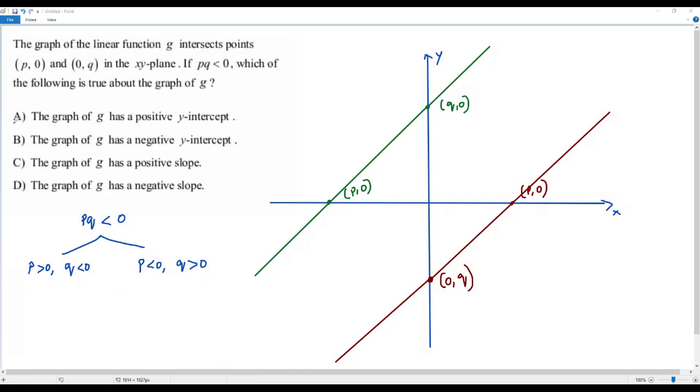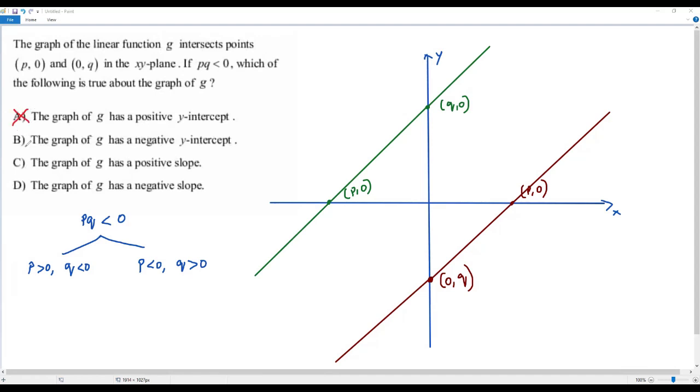Let me go to answer choice A, that is, the graph of g has a positive y-intercept. When I consider the two cases with the given information p times q is less than 0, I am getting a negative y-intercept and also a positive y-intercept. So there is a chance for both. We cannot be certain that the graph of g has a positive y-intercept, so we cannot conclude that answer choice A is true.